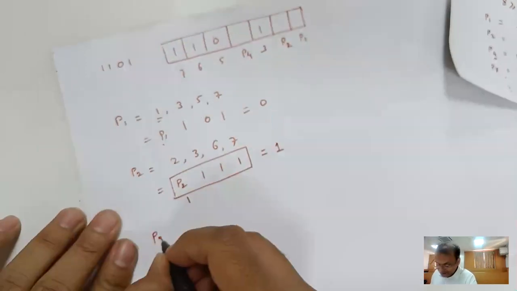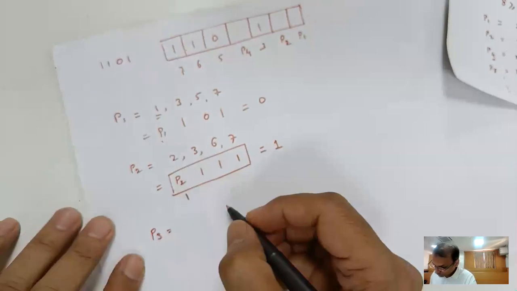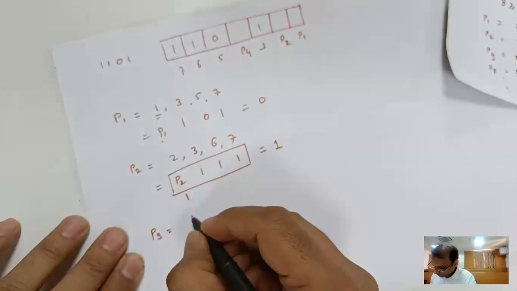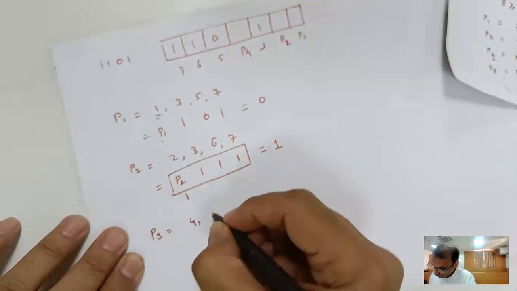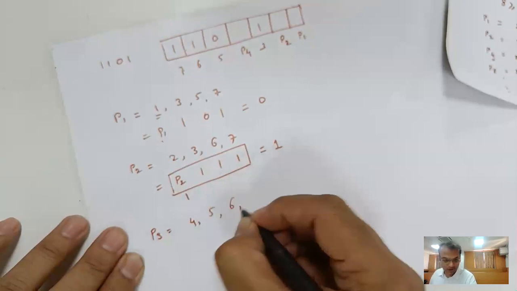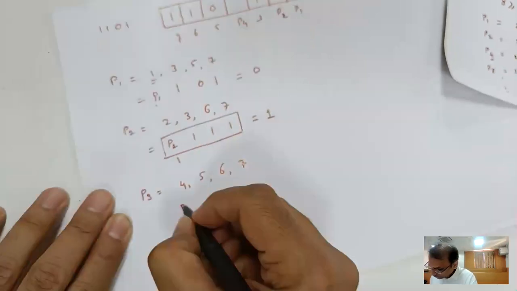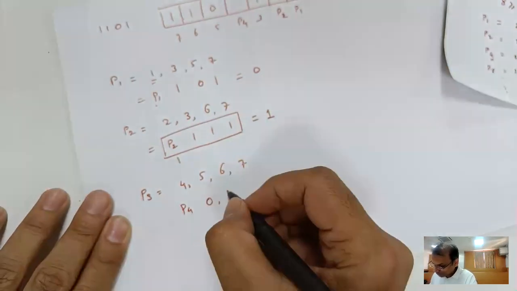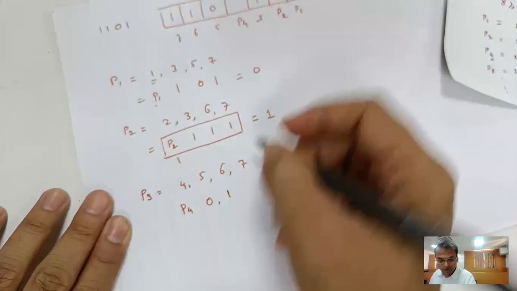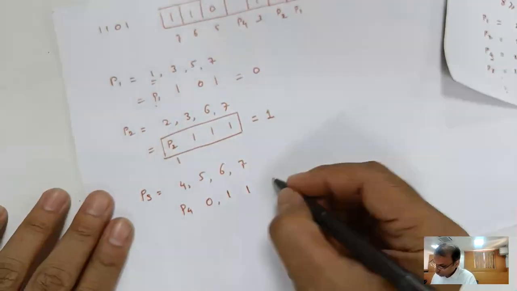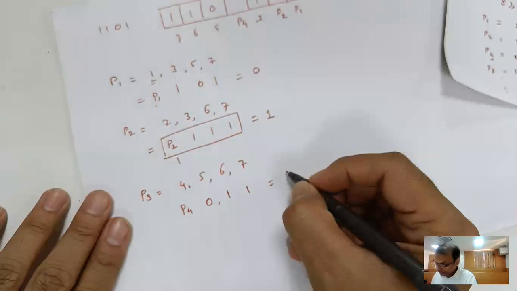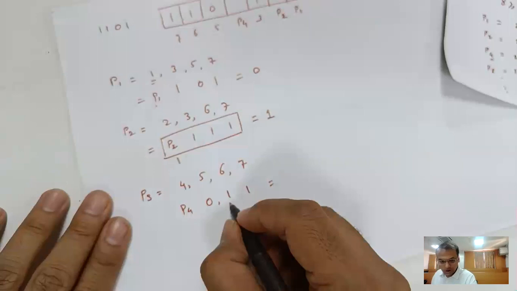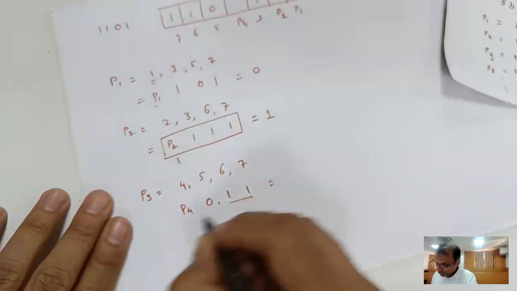For value of P3, what are the numbers? 4, 5, 6, 7. Okay, so for P4, 5 is 0, 6 is 1, 7th is also 1. So what should be the parity here? It's already even, so P4 value should be 0.